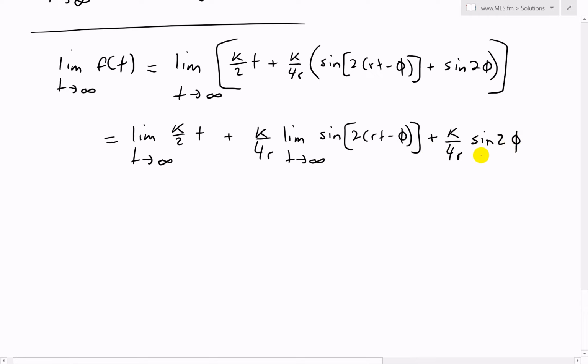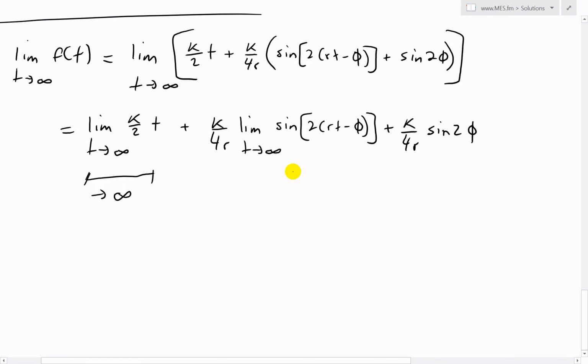So the first term we have, as t approaches infinity, k over 2 is just a constant, so then t is approaching infinity. So this first term is approaching infinity, and now what we have to do is look at this second term. Well, first, this one is just a finite number. It's just a constant. And now we just have to look at this part here. This is just a constant, it's not going to change anything. And then there's a sine 2 times rt minus phi. So let's look at this part here.